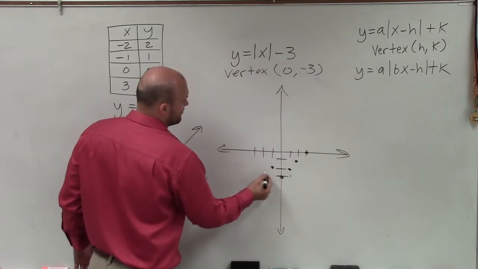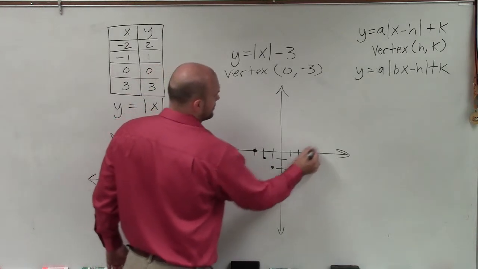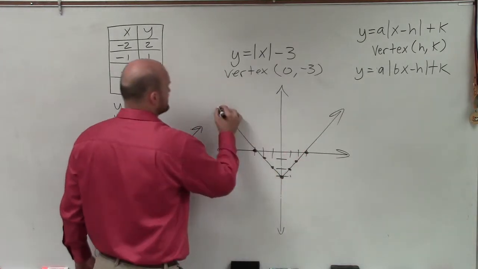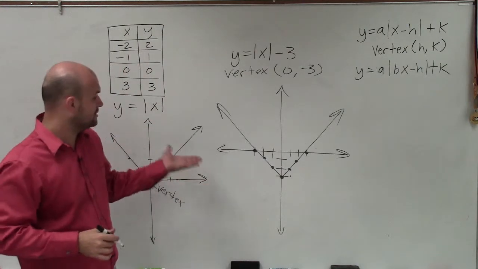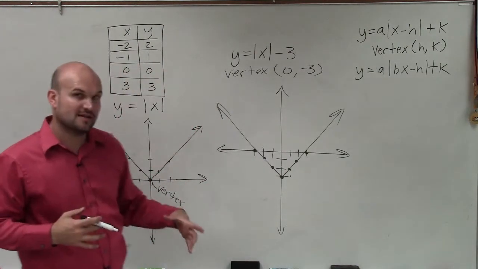And I just continue that in both directions because it has an axis of symmetry through its vertex. And there you go, guys. The only difference between this equation and the parent graph is it has been shifted 3 units down.